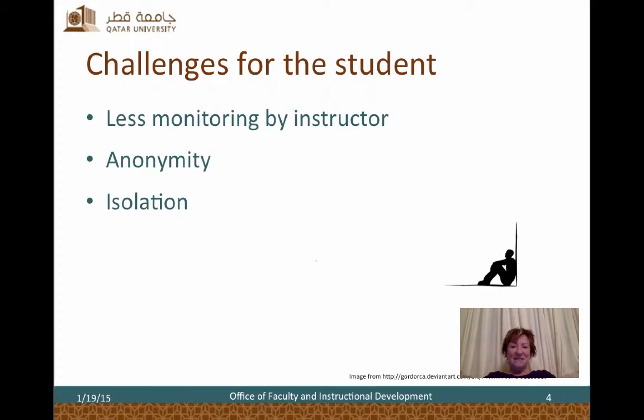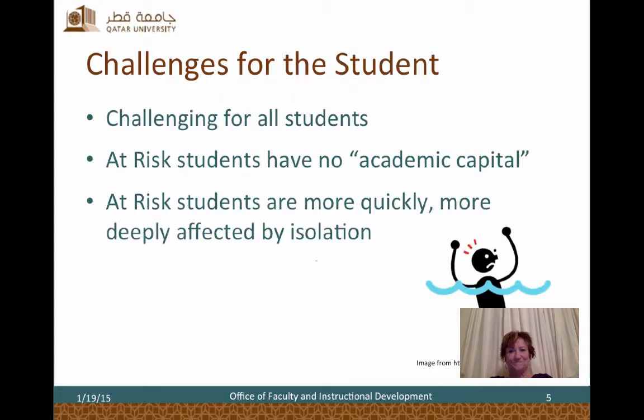For the students, there are challenges. For example, there's less monitoring by the instructor, so students have to be very self-directed. And of course, that's hard for all students, but it's particularly hard for the at-risk student. There's also a sense of anonymity, which means nobody knows who you are. And for the at-risk student, that can be a way to escape and think that nobody cares who you are and what you're doing. There's also for students a sense of isolation. Where do I go for help? What do I do? Who do I collaborate with? And so it's very hard for students not to feel alone. So, this is challenging for all students, but it's very challenging for at-risk students.